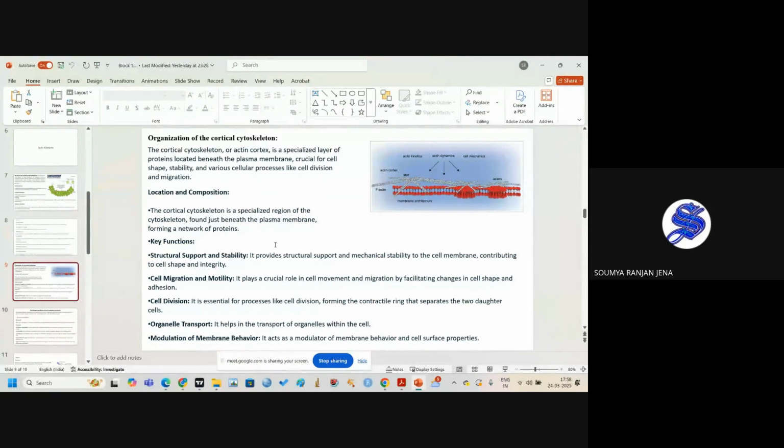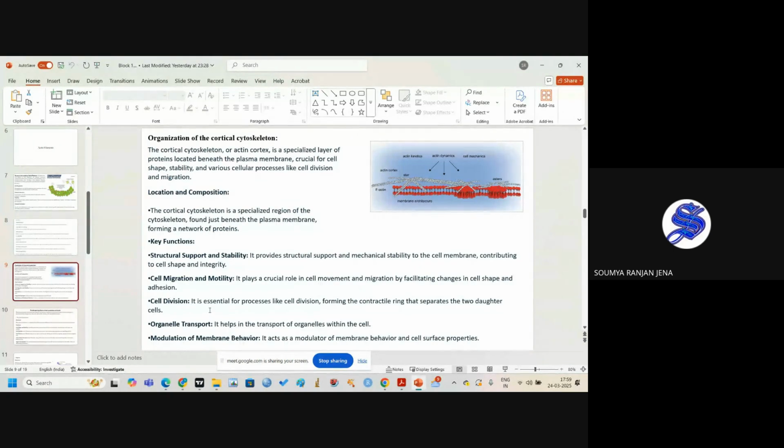Then cell migration and motility: it helps in cell movement and migration by facilitating change in cell shape. Because if we change the cell shape, this cortical cytoskeleton is required to change the cell shape. And if we go to the adhesion, this cortical cytoskeleton is required for communication with another cell for the adhesion.